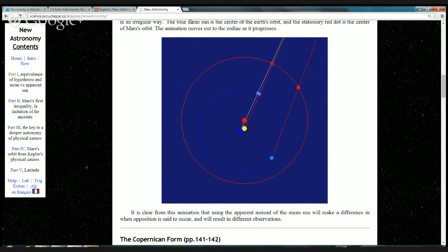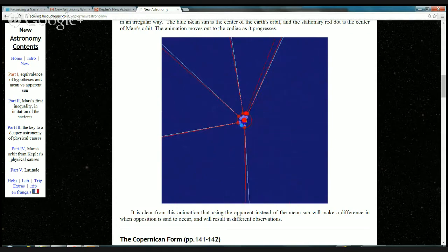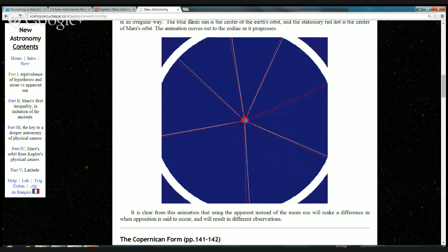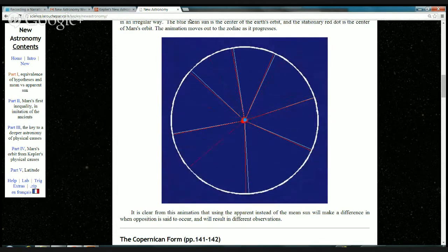And what this animation is actually showing: the yellow dot is the real Sun. The blue dot is the center of Earth's orbit, which is what Ptolemy, Brahe, and Copernicus have used as the Sun. This animation shows the difference in what they actually see as opposition. So you'll see that when you zoom out there is a difference. The mean Sun and the apparent Sun will see different zodiacal signs, or different stars behind Mars. And they will also take different days or different points at which Mars is technically at opposition.